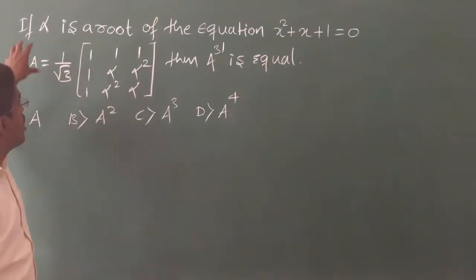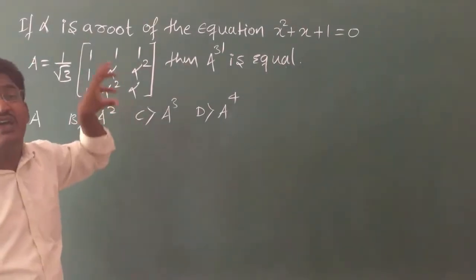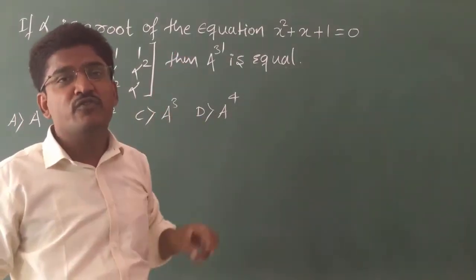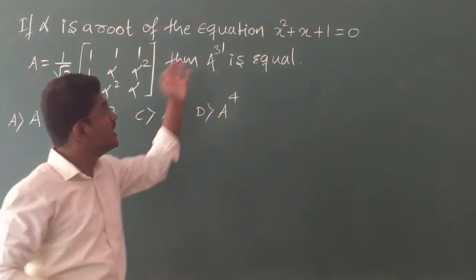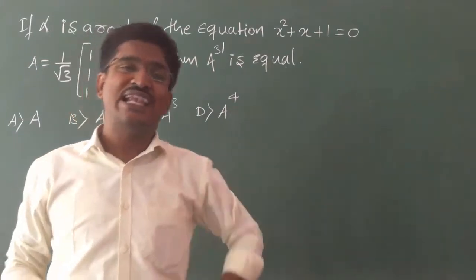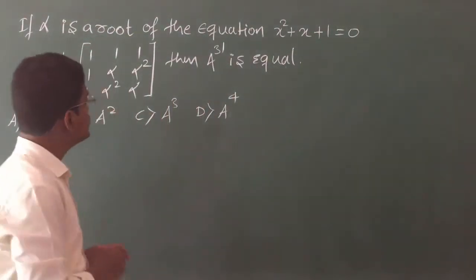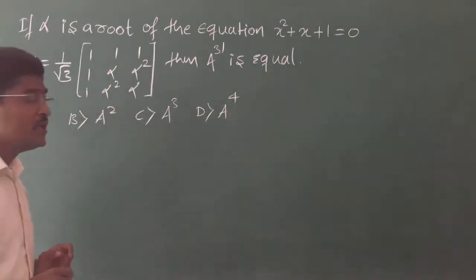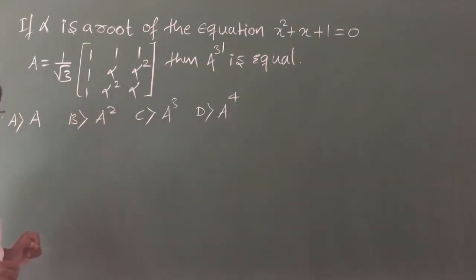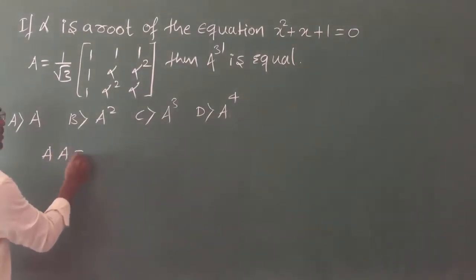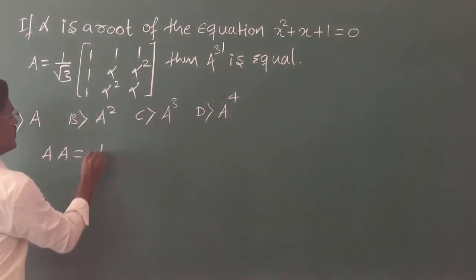We must know how to simplify A square, A to the power of 3, A to the power of 4, A to the power of 5, and so on up to A to the power of 31. The more quickly you simplify, the more quickly you are going to get the answers. So how to simplify this? First this is A. Now let us go for A square, A into A. What will be A square?